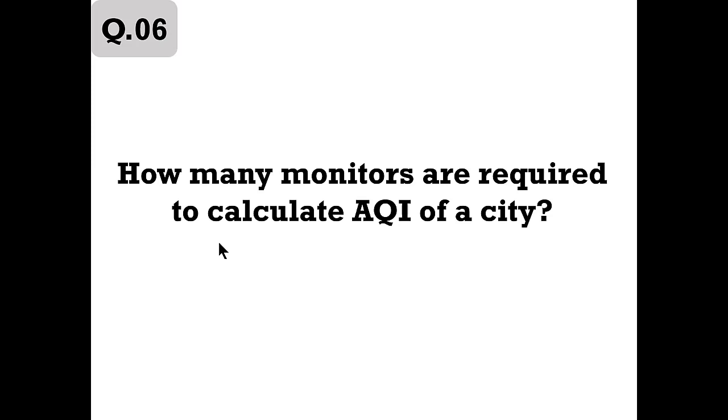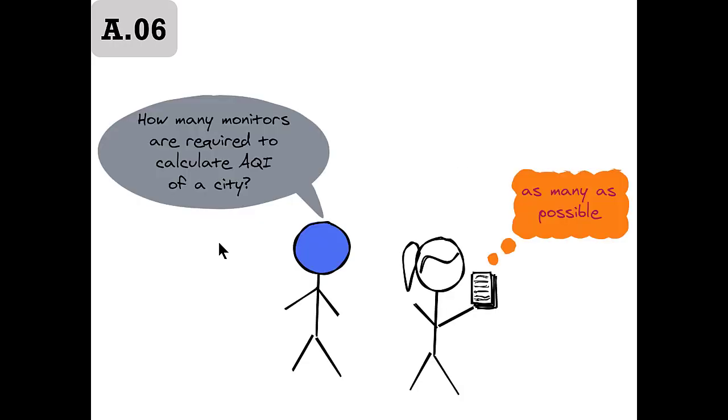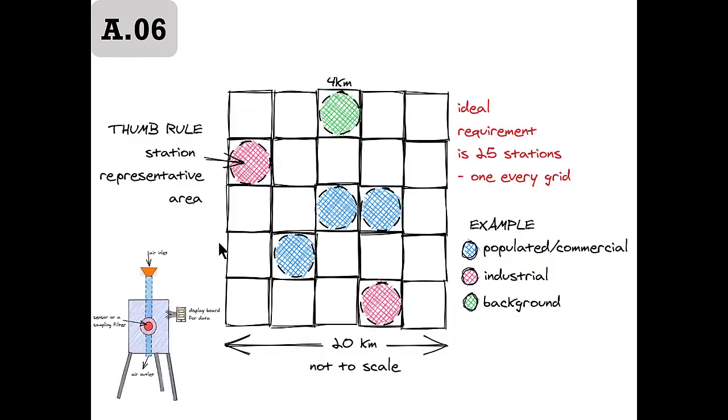How many monitors are required to calculate the air quality index of a city? This is a big question that is often asked. A scientific answer would be, as many as possible. We want representation from every nook and corner of the city to calculate the air quality concentrations, and then of course use that to calculate the air quality index, which will spatially and temporally represent what we are seeing in the city. There are thumb rules that can be applied in calculating these requirements.